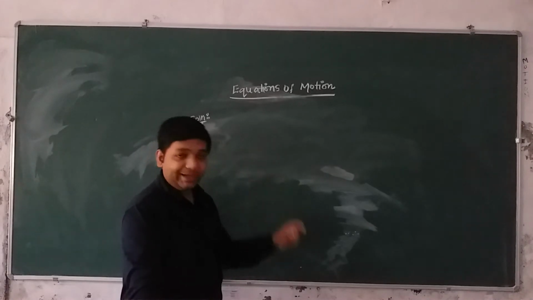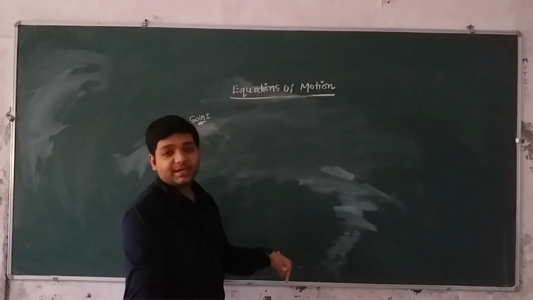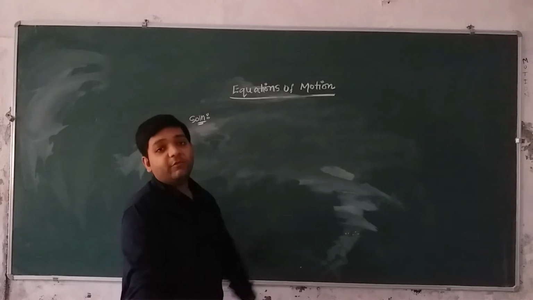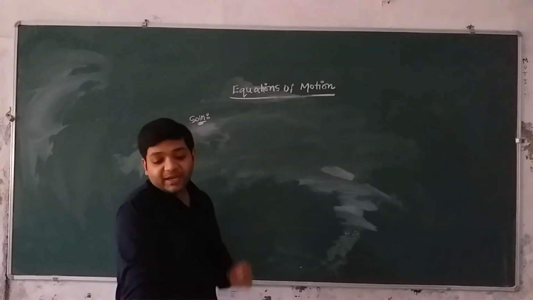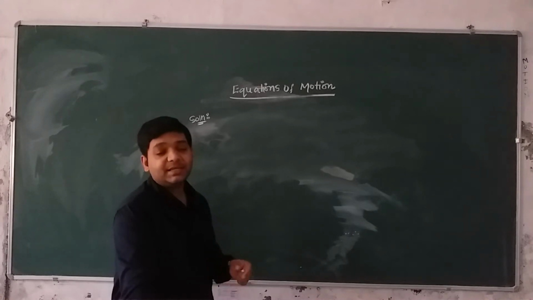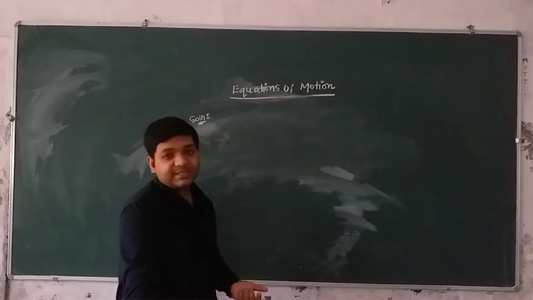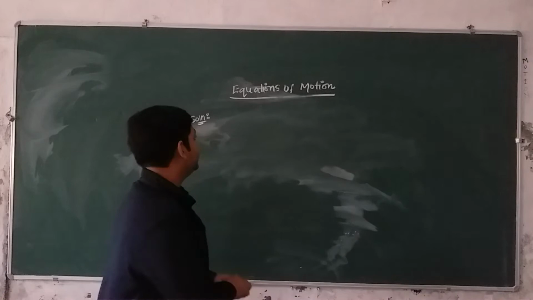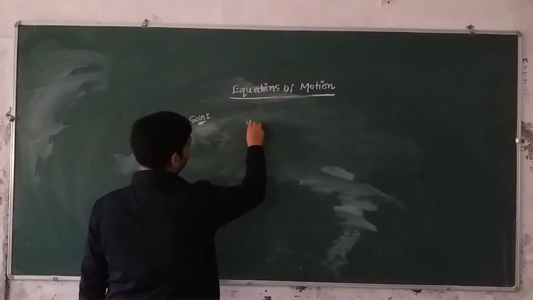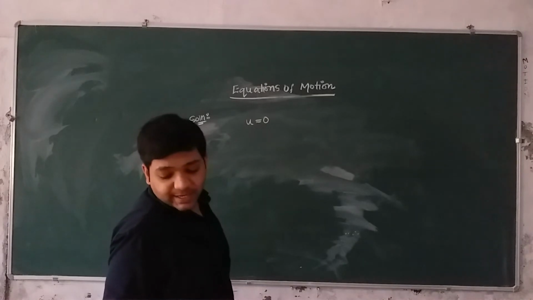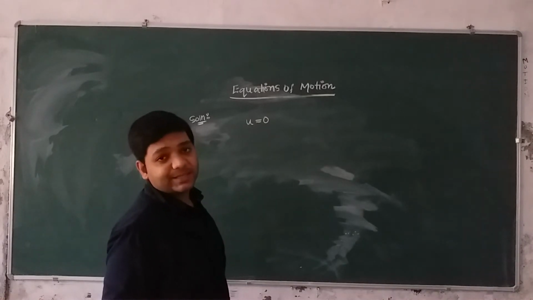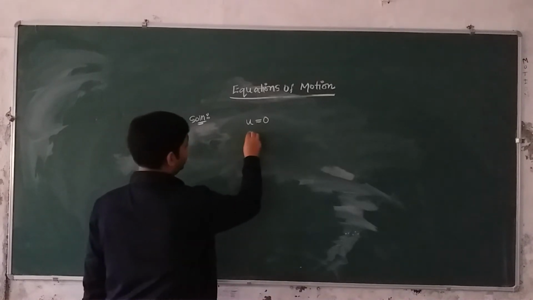Initially it was at rest and then it starts. So the initial velocity of the body will be taken as 0. Always remember, whenever a body starts from rest, its initial velocity is always taken as 0. So the initial velocity u will be 0. And it is saying that it has a uniform acceleration of 5 meter per second square.